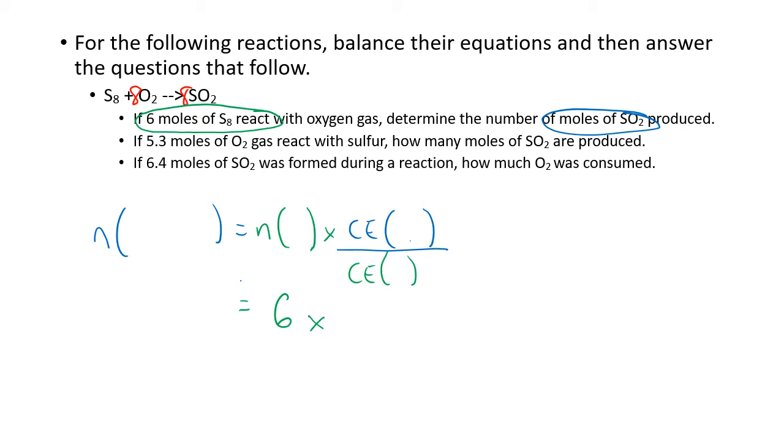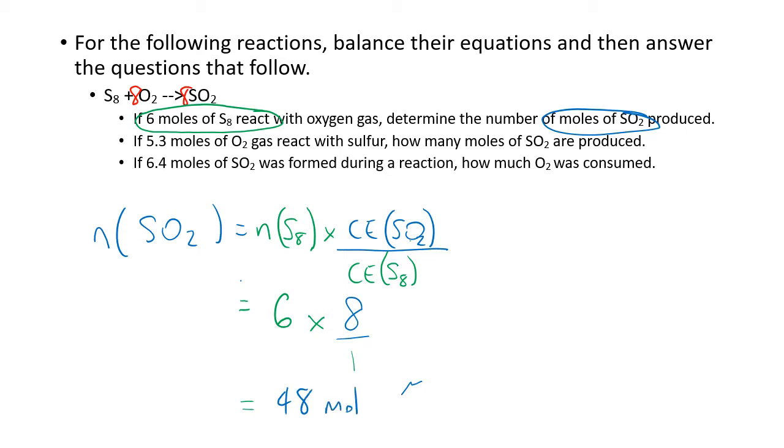So what is our unknown? SO2. What's our known? It's the S8. So we have the 6 moles of S8 times the coefficient of the SO2, which happens to be 8, over the coefficient of the S8, which happens to be 1. So 6 times 8 over 1 happens to be, what color should we make this? Blue. Should be 48 moles.